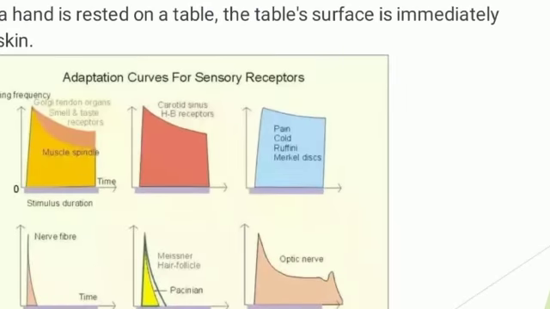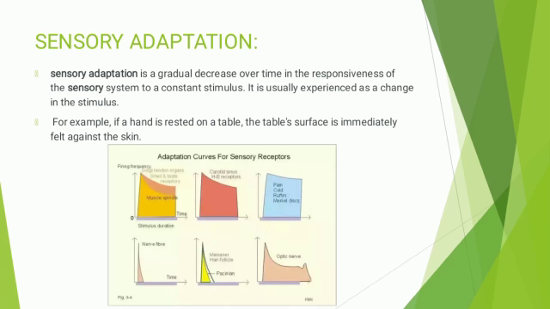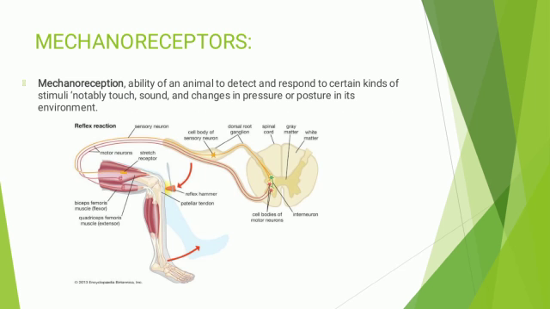There are six different graphs that show how gradual decrease occurs in the adaptation curves for sensory receptors. This is all about sensory adaptation. Now we discuss the mechanoreceptor.